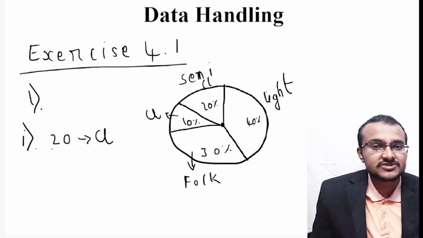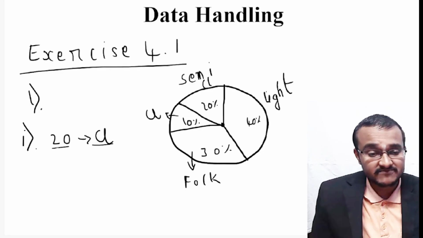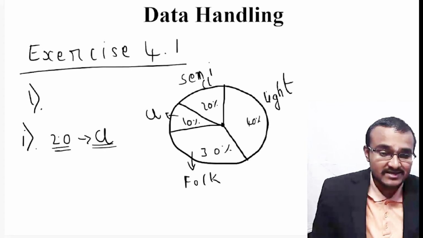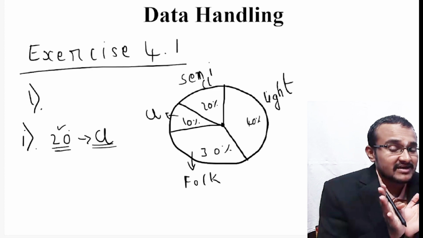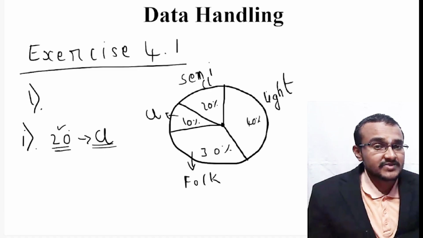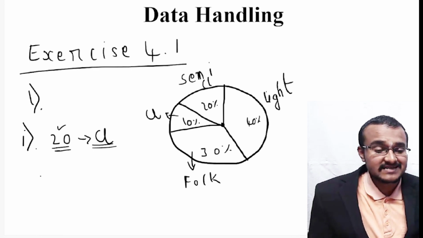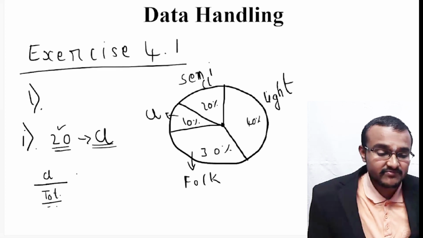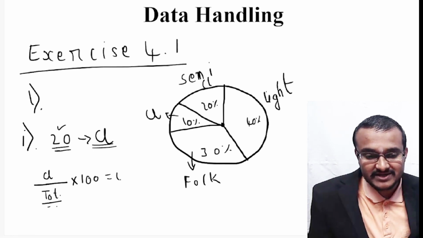In this first question, they have mentioned 20 people are loving classical music. How many young people were surveyed in this survey? 20 people loving classical music is 10%, because 10% of the total population is equal to 20. We know that the total number of people will be in the denominator and classical music-loving people in the numerator. When you multiply that with 100, you get 10%.